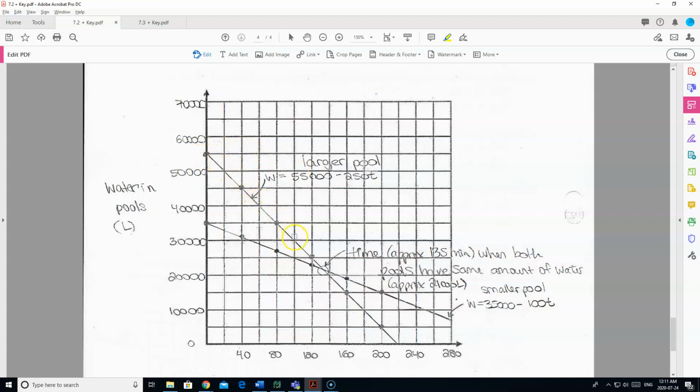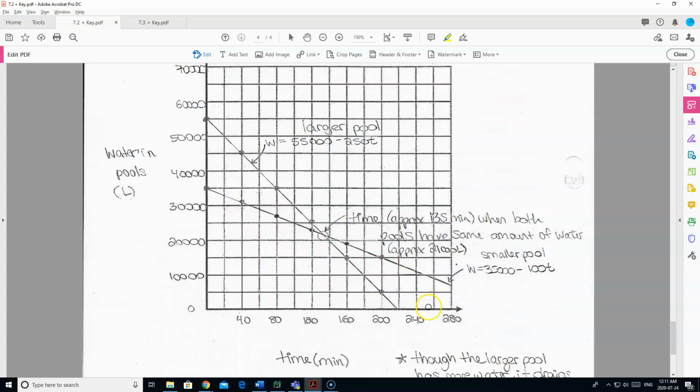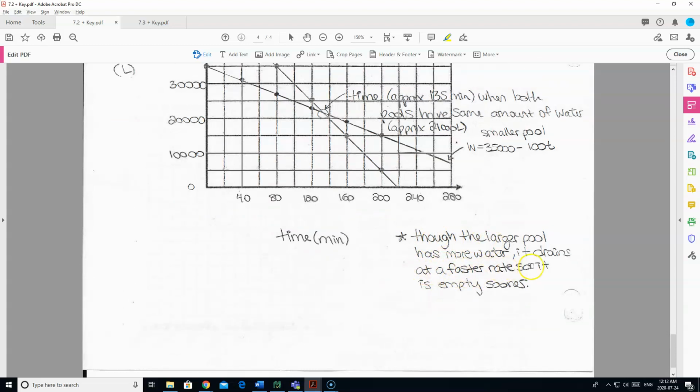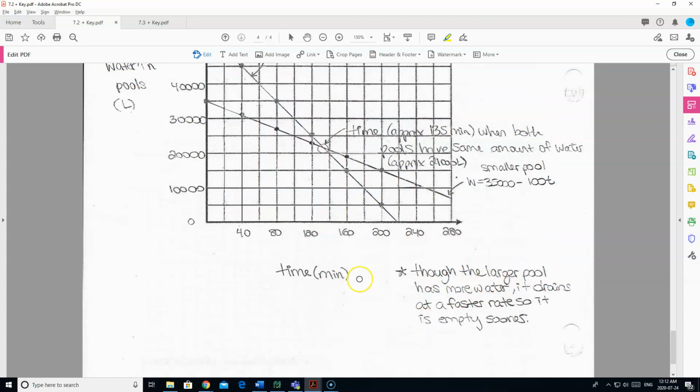It's draining at a faster rate than the small pool, which starts at 35,000 and is draining at a slower rate. At the point where they intersect, this is the time when both pools have the same amount of water, right? The bigger pool was draining faster, and then at a certain point they had the same amount of water. After this point, the bigger pool actually has less water because it's still draining at a faster rate. The smaller pool has more water in it. Okay. So though the larger pool has more water, it drains at a faster rate, so it is empty sooner. That's kind of what we talked about.